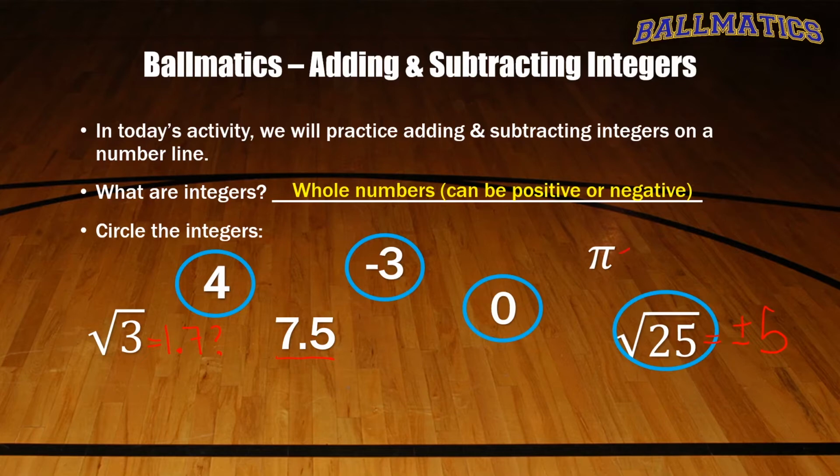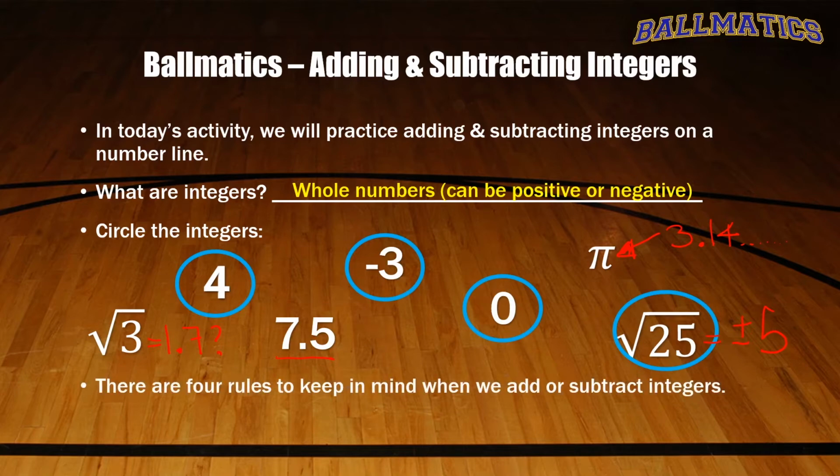And pi is also not an integer because from your previous math classes you should remember that pi is approximately 3.14. Of course, it's a number that never ends, so there's an infinity of other numbers after it, but it's certainly not an integer. It's not a whole number. So those are our whole numbers.